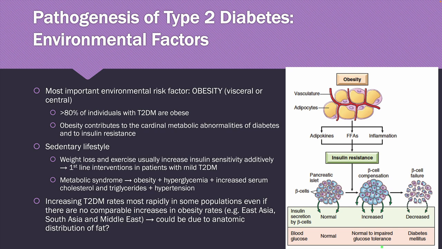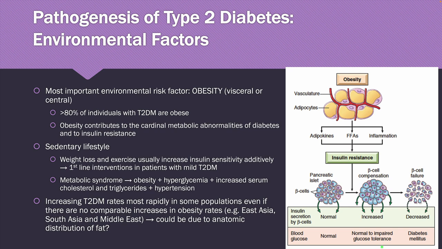If your patient has a sedentary lifestyle, like katulad natin mga medical students na nasa bahay na lang ngayon, weight loss and exercise usually increase insulin sensitivity additively. So that's why you recommend to do kahit na 30 minutes sa exercise, kahit nasa bahay lang kayo. These are first line interventions in patients with mild type 2 DM. And if your patient has developed metabolic syndrome, which means your patient has obesity, hyperglycemia, increased serum cholesterol and triglycerides, and hypertension, yun talaga nagpapataas ng risk for your DM.